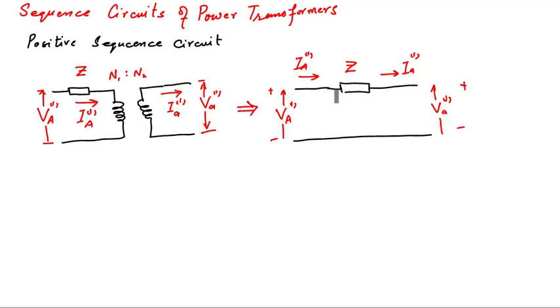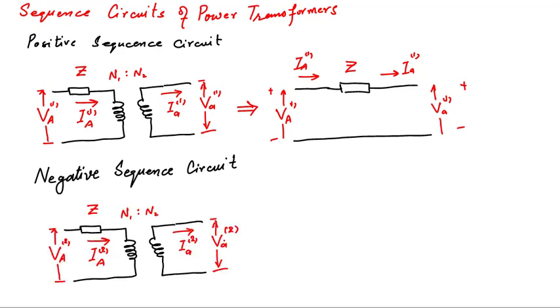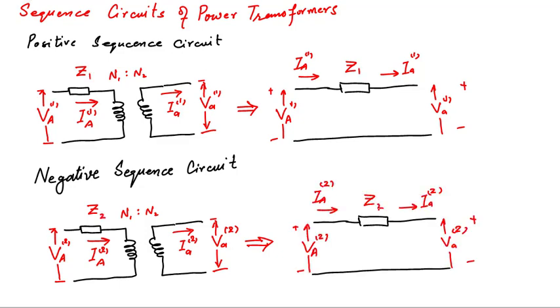Now in the same way for negative sequence, the negative sequence circuit of power transformer is shown over here. It is similar to the positive sequence, and if we represent all these currents, voltages and impedances in per unit, its shape will become similar to the negative sequence circuit of transmission line. Here in this positive sequence and negative sequence circuit, the Z1 and Z2 both are the same and equal to the series impedance of the transformer. Z1 is equal to Z2, and that is equal to Z series of the transformer.